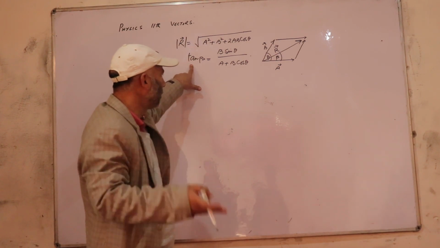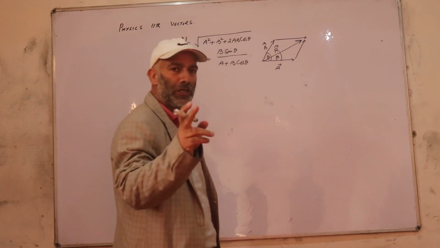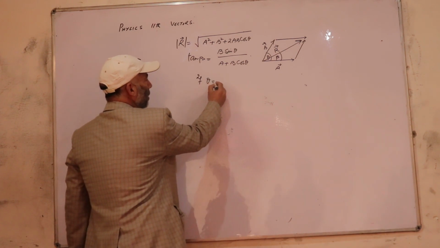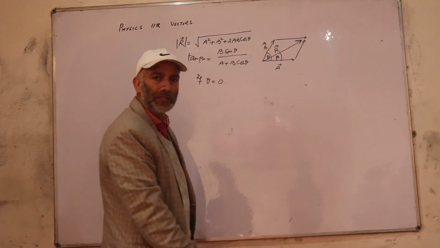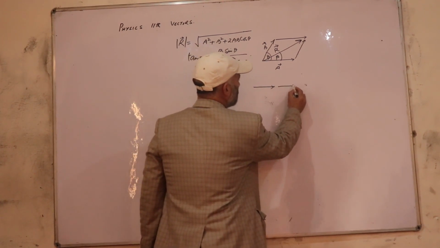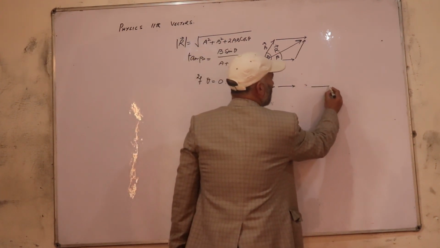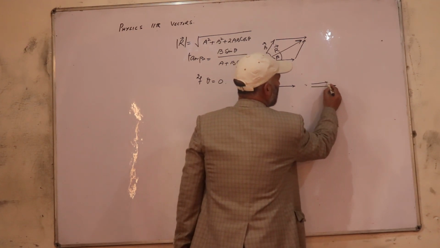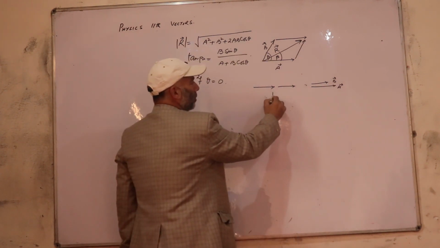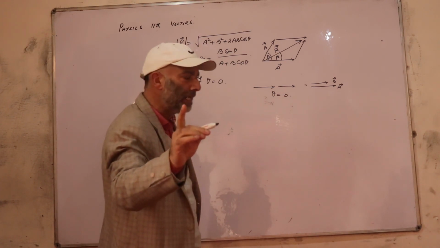Let's talk about some special cases. Then we'll talk about some of the numericals which you will be asked in your NEET and JEE examinations. So, if theta is equal to 0, this is the special case. Can you tell me what the vectors are known as? Theta equal to 0 means the two vectors are acting in the same direction, or are parallel to each other, just like this. This is vector A, this is vector B. Here theta is equal to 0, and these vectors are known as collinear vectors.